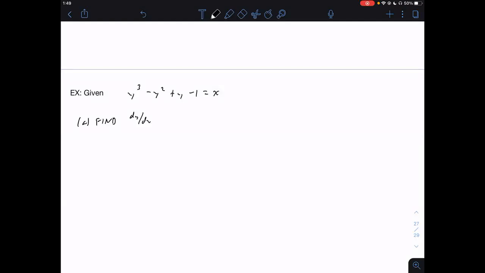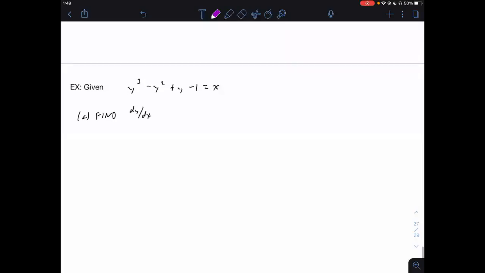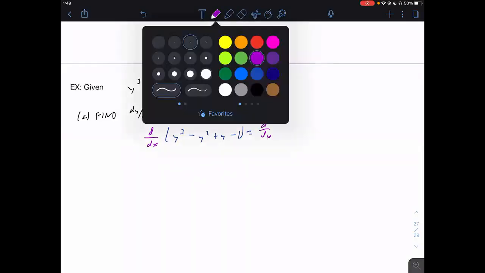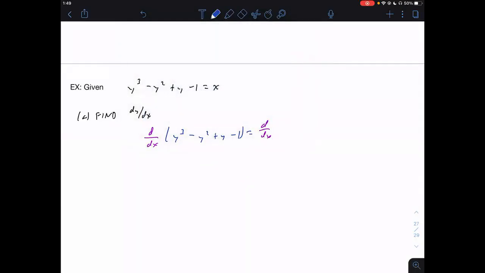So dy over dx once again here. All right, so again, pretty much following the same steps here. First step, take the derivative with respect to x of both sides of our equation. So we multiply each side by this differential of d over dx. So d over dx times y cubed minus y squared plus y minus 1 equal to the derivative with respect to x of, in this case, just x.